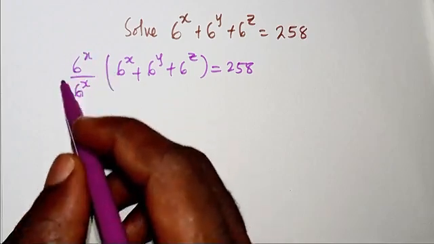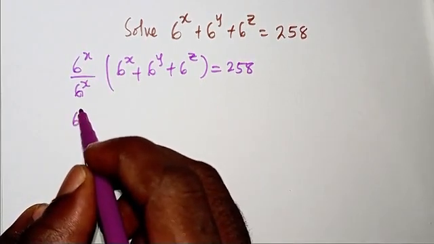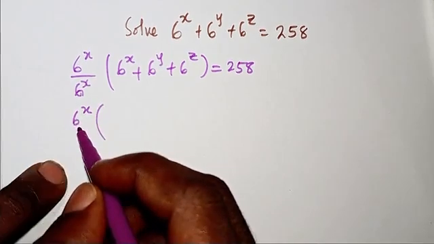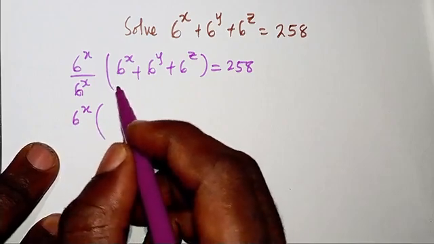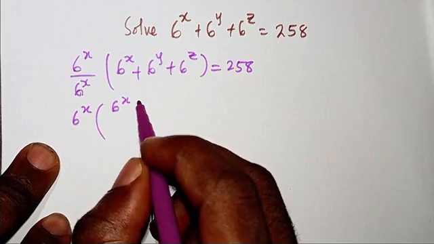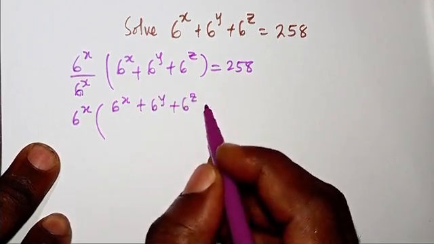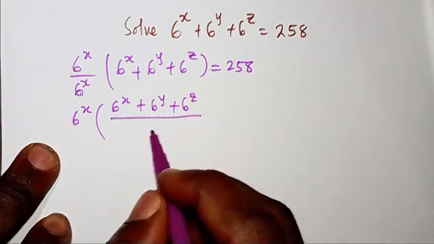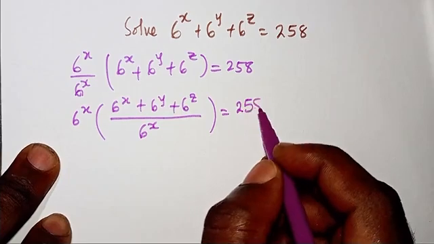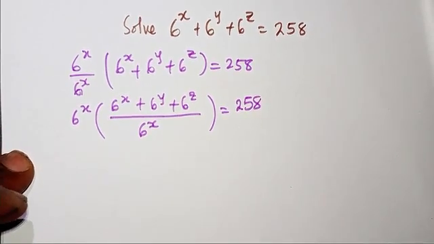So now, we can go further by multiplying this denominator by everything here. Let's multiply this by everything here. We are going to see that we have 6 to power x, and this 6 to power x is multiplying all of this, so it's going to be 6 to power x plus 6 to power y plus 6 to power z, then divided by 6 to power x, which equals 258. Are you following?